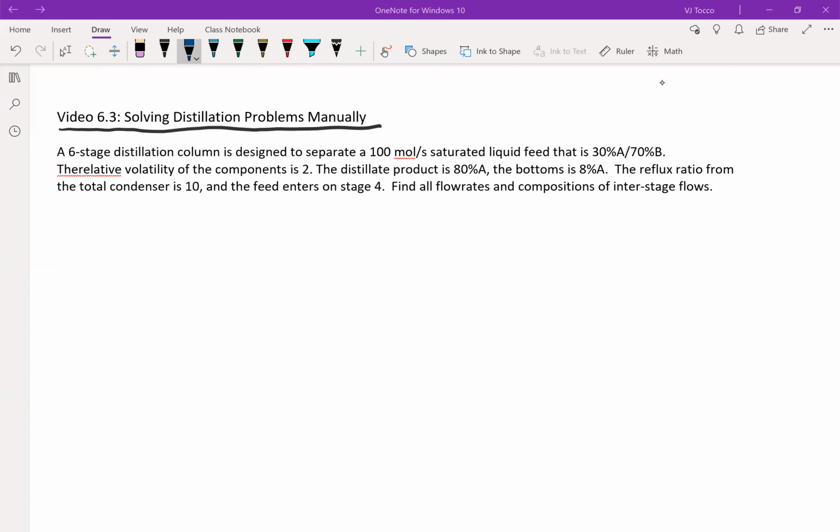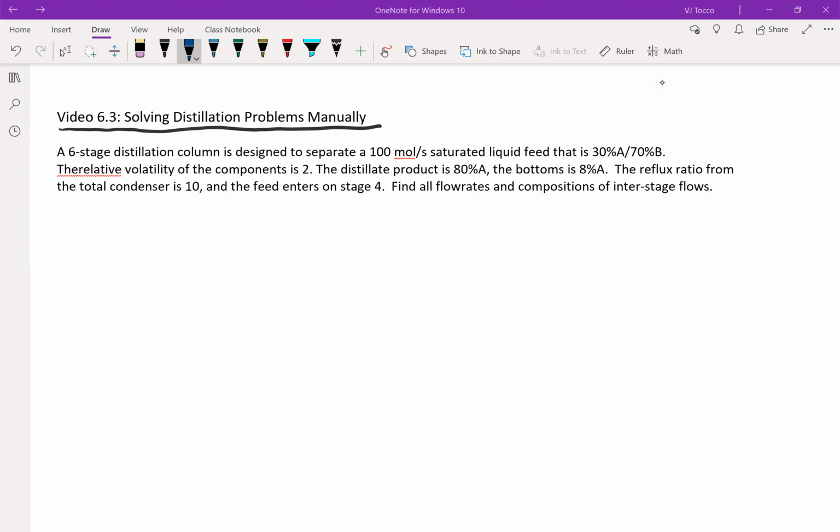In this video, I'll take what I've taught in the last two videos and put it all together in order to solve this practice problem. It says a six-stage distillation column is designed to separate a 100 mole per second saturated liquid feed that is 30% A, 70% B. The relative volatility of the components is 2. The distillate product is 80% A, the bottoms is 8% A. The reflux ratio from the total condenser is 10, and the feed enters on stage 4. Find all flow rates and compositions of interstage flows.